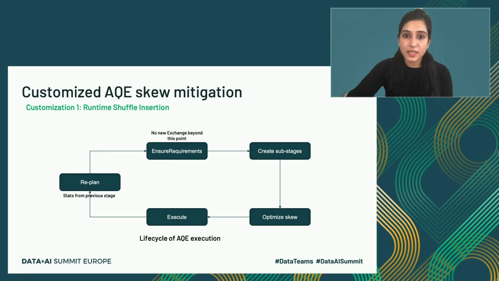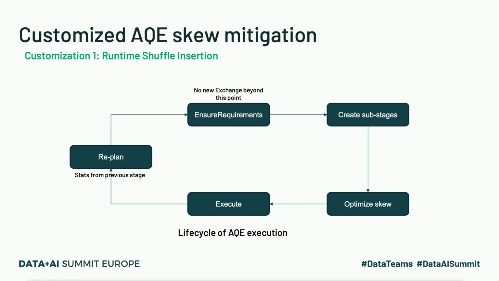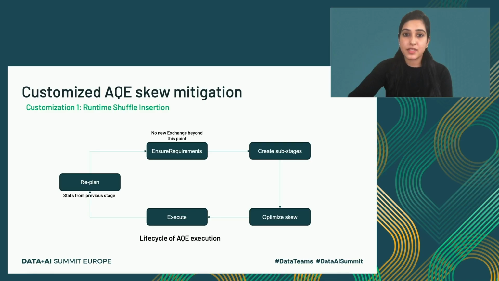Before describing how we went about this customization, let's go over the lifecycle of AQE execution. AQE splits the query at shuffle boundaries into query stages. Each query stage then goes through replanning based on its stage statistics, followed by ensure requirements, which adds shuffles between operators if required. Beyond this step, no new shuffles can be added to this query stage. The physical plan then goes through sub-stage creation in case new shuffles were added, followed by skew join optimization. In case the skew optimized plan requires the addition of new shuffles, it falls back to the original plan and gets executed.